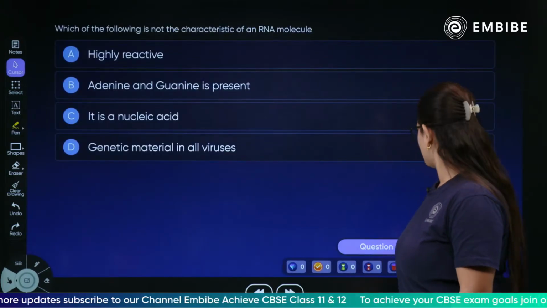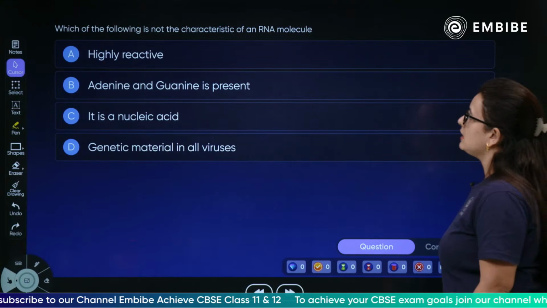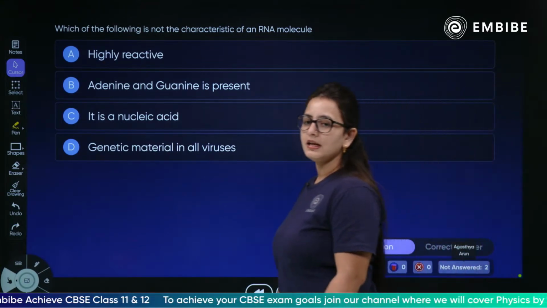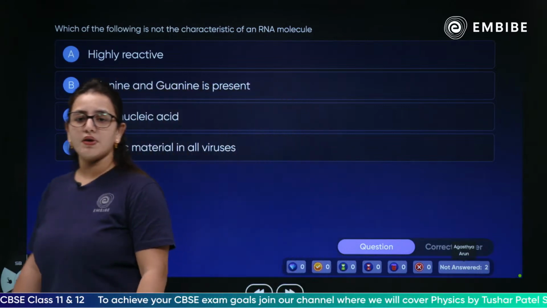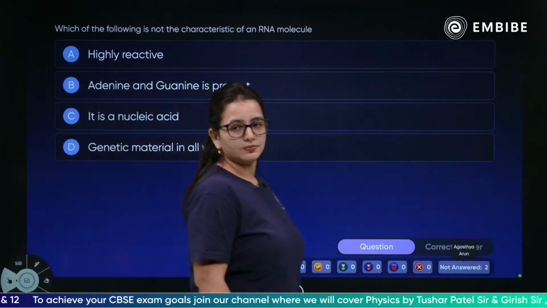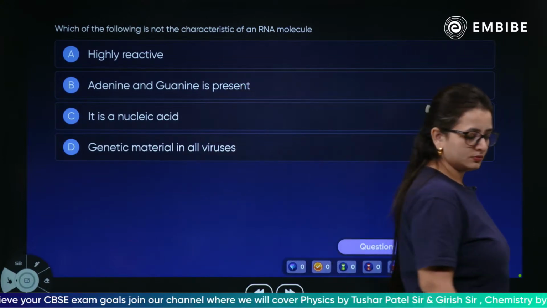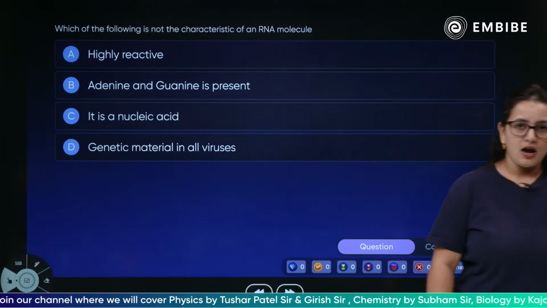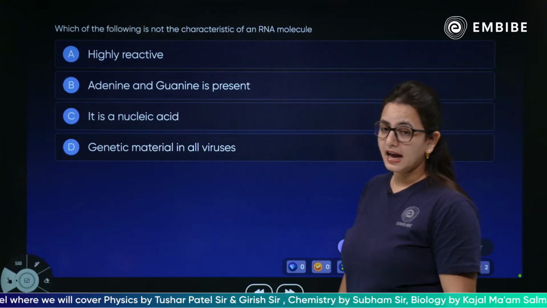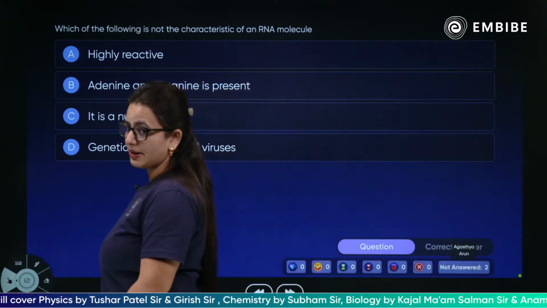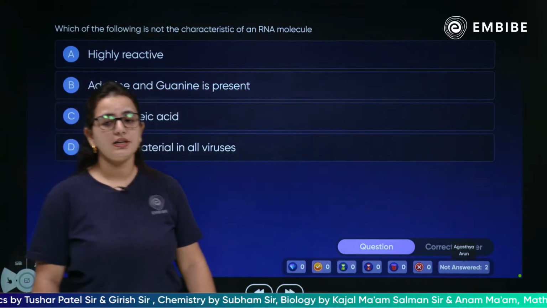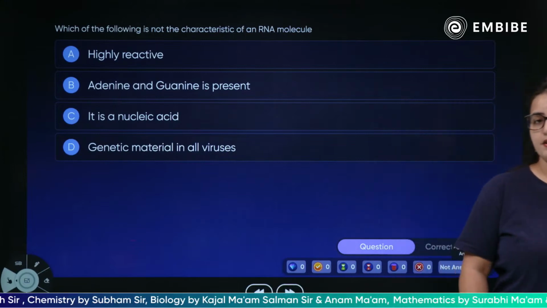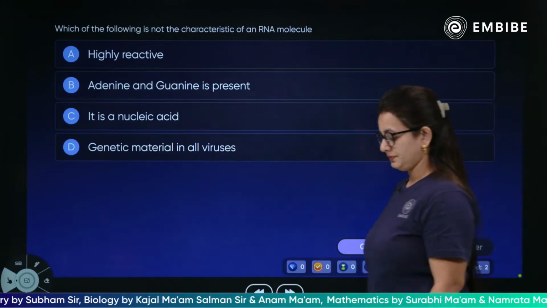Next, we have a question for you children. Which of the following is not a characteristic of an RNA molecule? Highly reactive; adenine and guanine are present; it is a nucleic acid; genetic material in all the viruses. What do you think is not a characteristic of an RNA molecule?